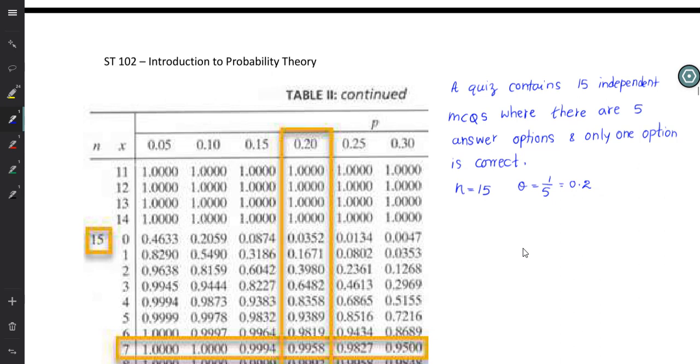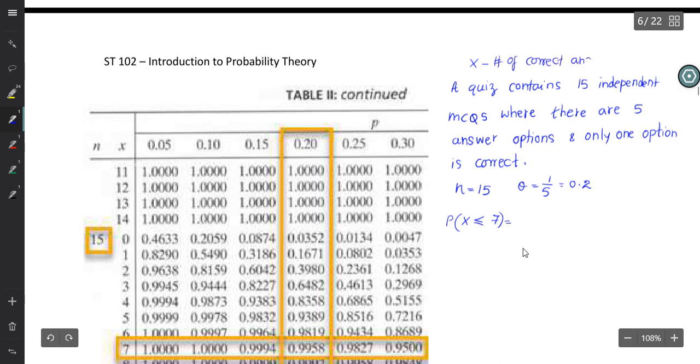Now let's see what the probability is. This student is going to guess. What is the probability that out of these 15 questions he will get less than or equal to 7 correct? Maybe no correct answer, maybe only one question correct, or maybe 2, maybe 3, all the way up to 7. So what is the probability that x, the number of correct answers out of 15, is at most 7?